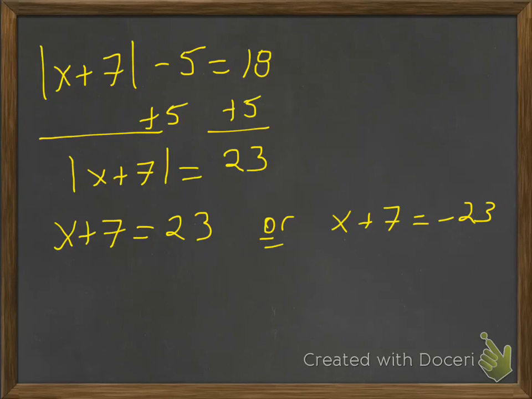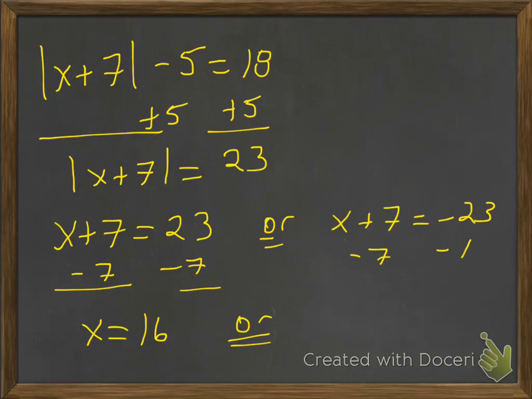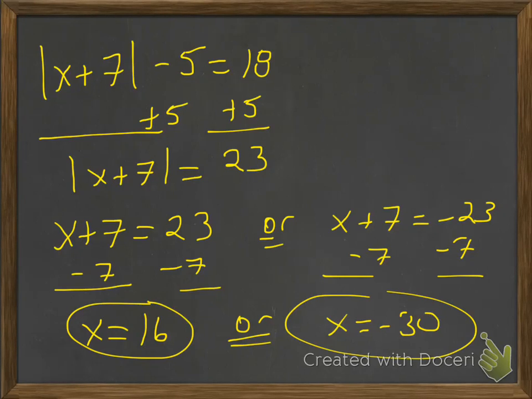And we'll solve them both the same way by subtracting 7 from both sides. One of them will be x is 16, and the other one will solve the same way. x will be equal to negative 30. Okay. So those will both have the same distance.